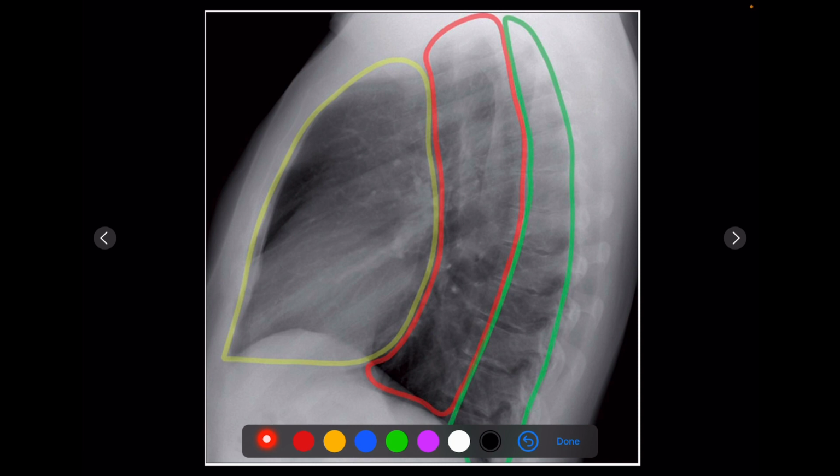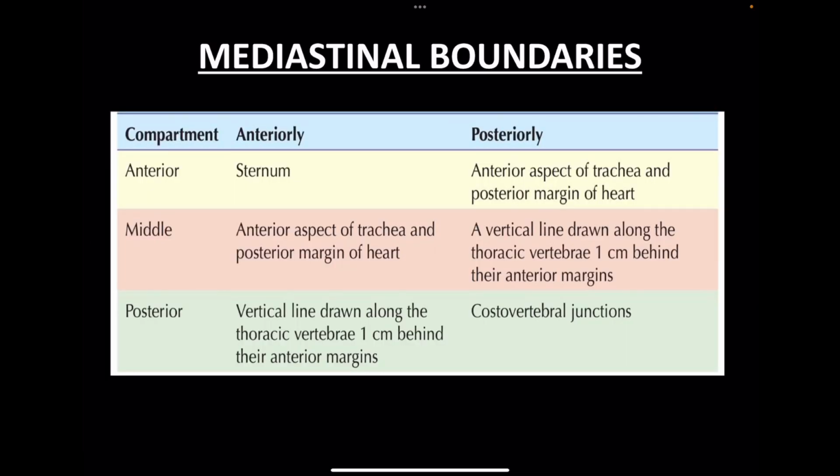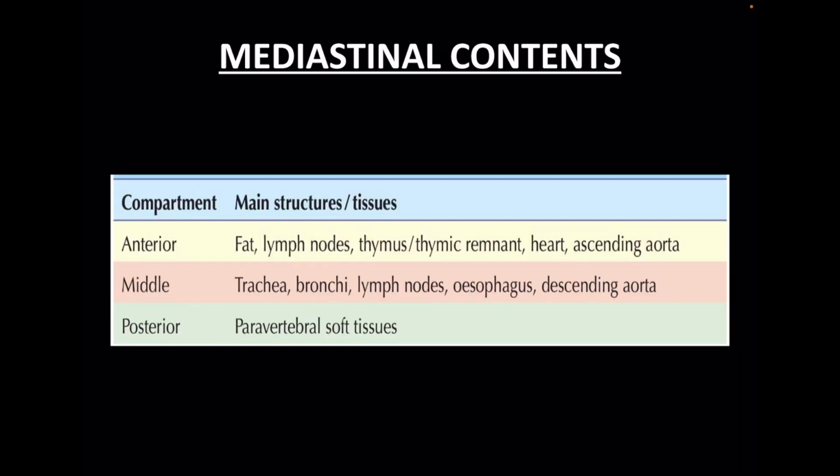Now coming to the posterior mediastinum. Again, the anterior margin is by the thoracic vertebra, posteriorly by the costovertebral junction. Costovertebral bodies or junctions. These are the boundaries just as I described.